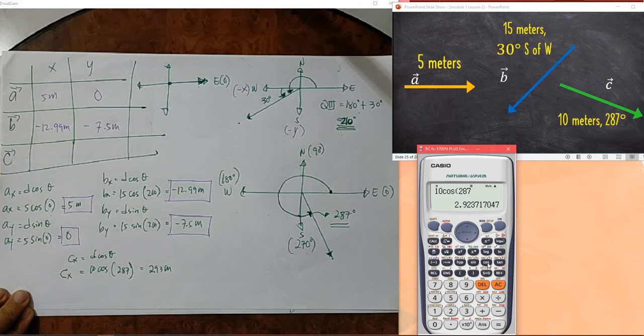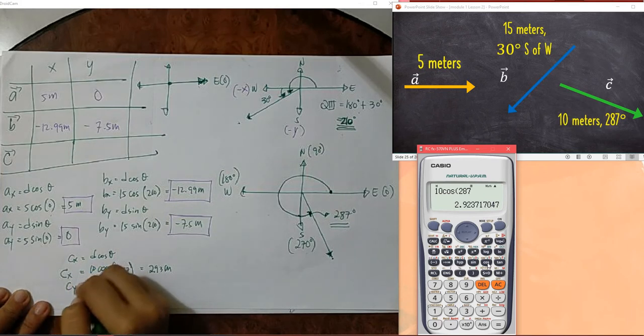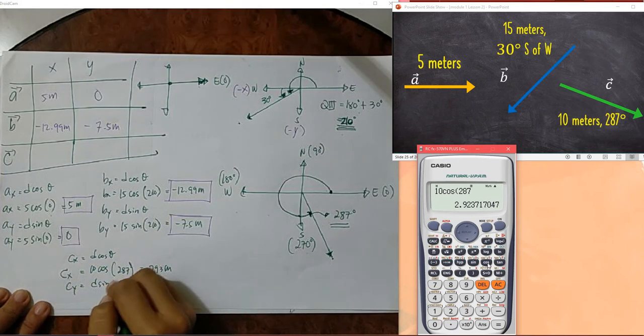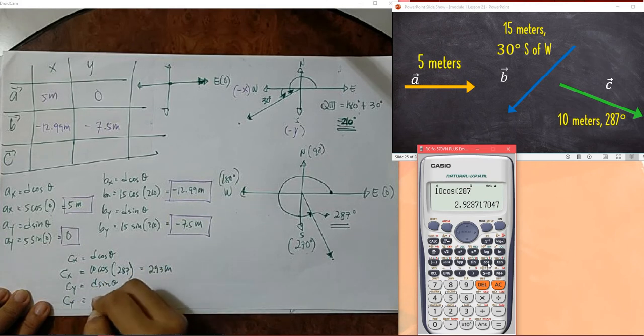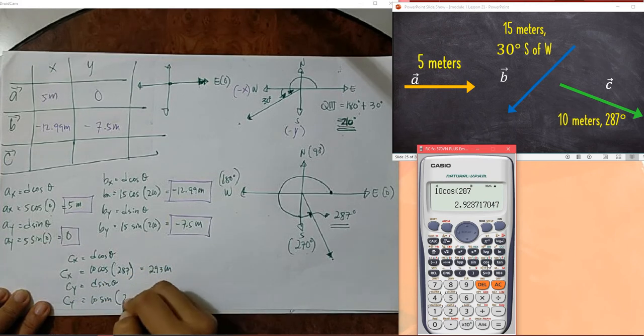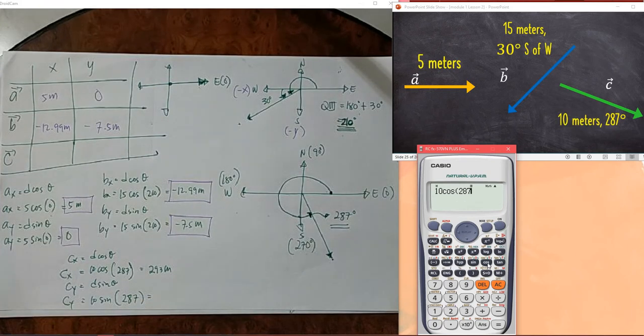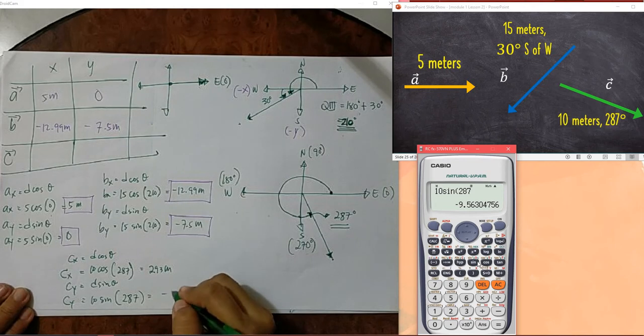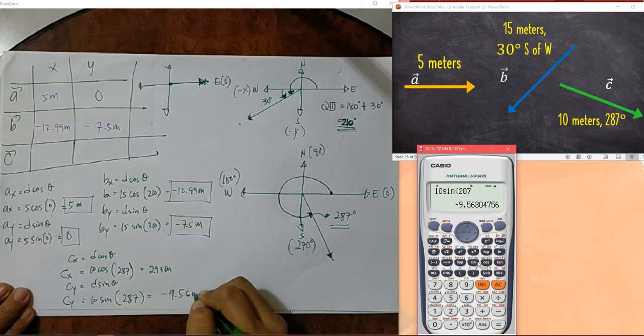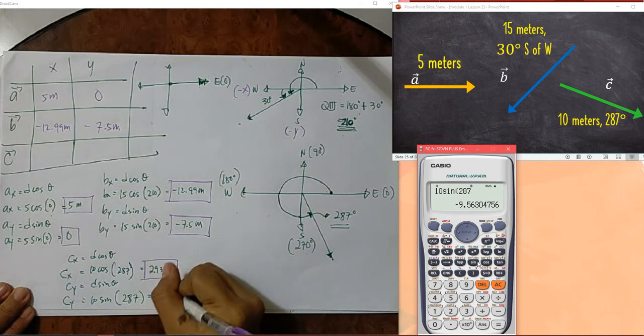Now, let us go to the c sub y. So, d sine theta, 10 sine 287 degrees, that is equal to, let's just simply change the cosine to sine. So, this is equal to negative 9.56 meters. How do you know that your answer is correct?